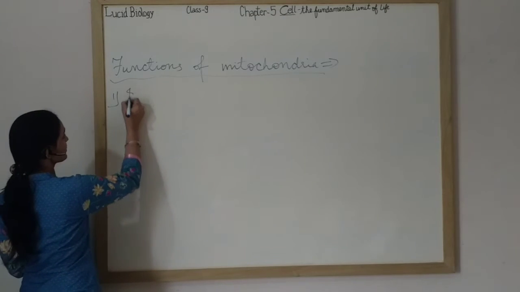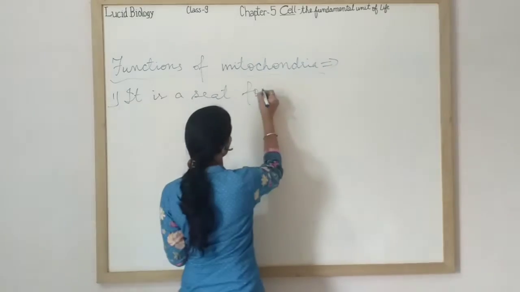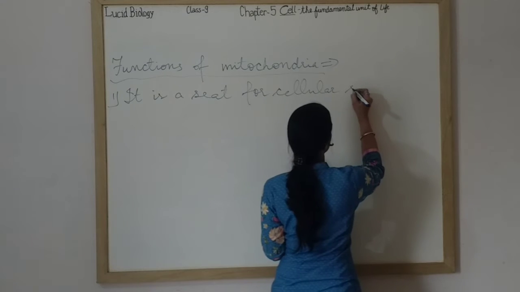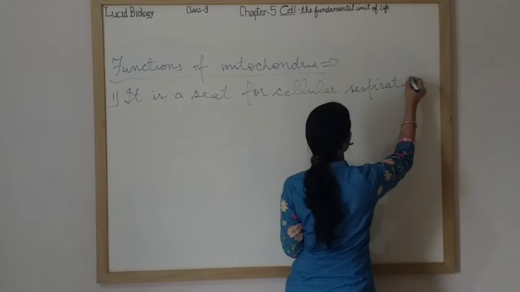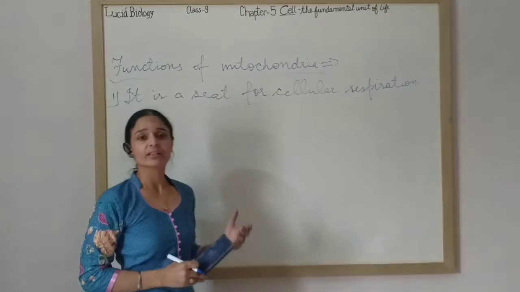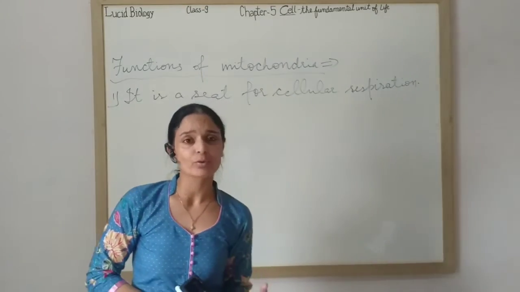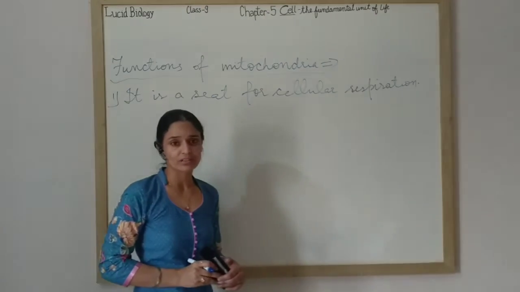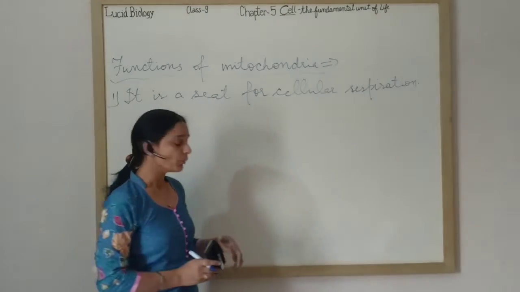So its first function is, it is a seat for cellular respiration. Next, it produces ATP molecules. It releases energy in the form of ATP molecules. These ATP molecules are called energy carriers or energy currency of the cell. Sometimes it is asked, what do you mean by energy currency of the cell? Mitochondria produce energy in the form of ATP molecules.